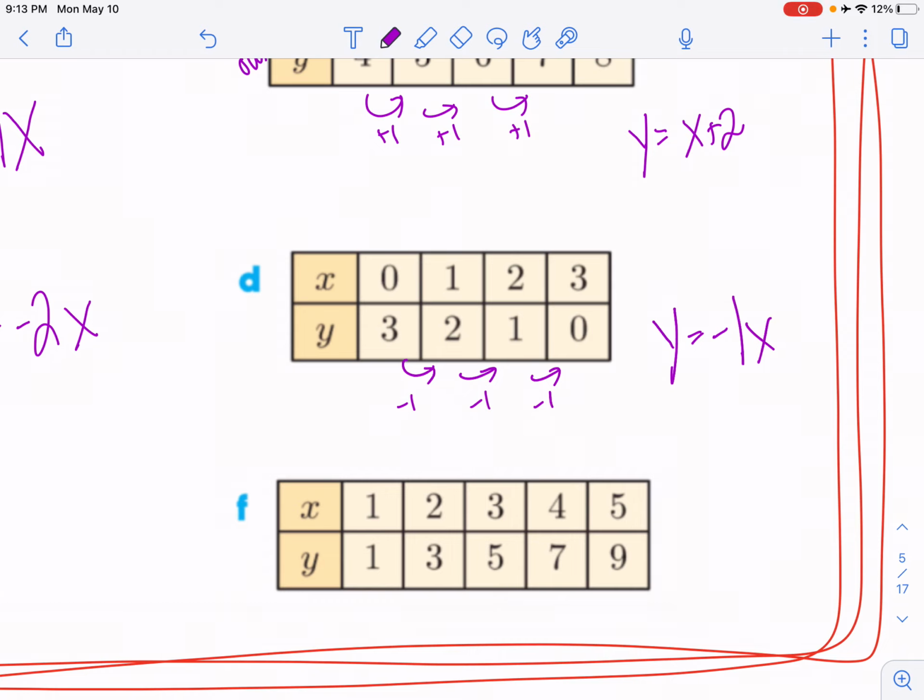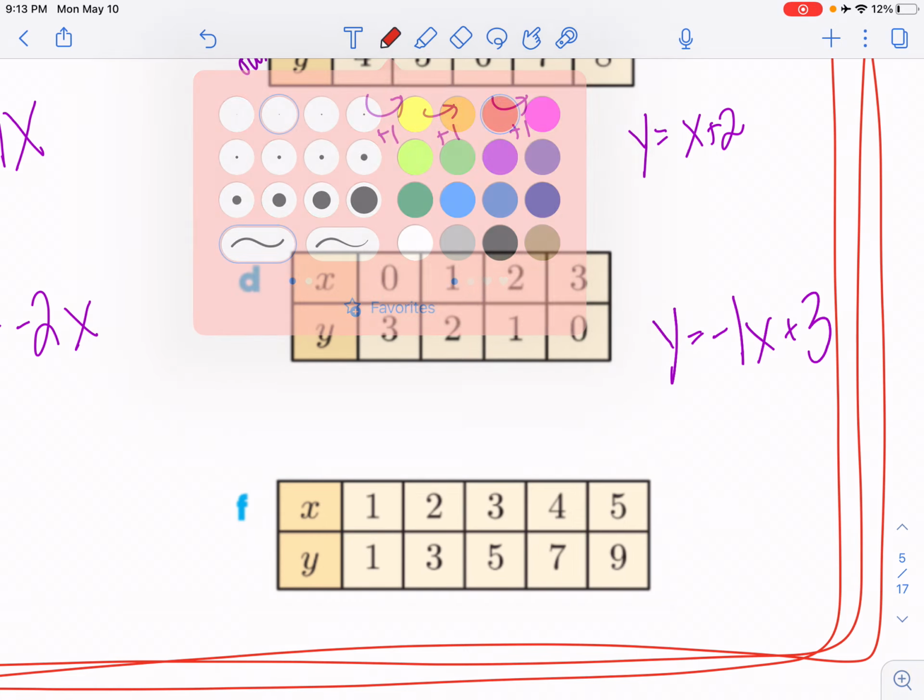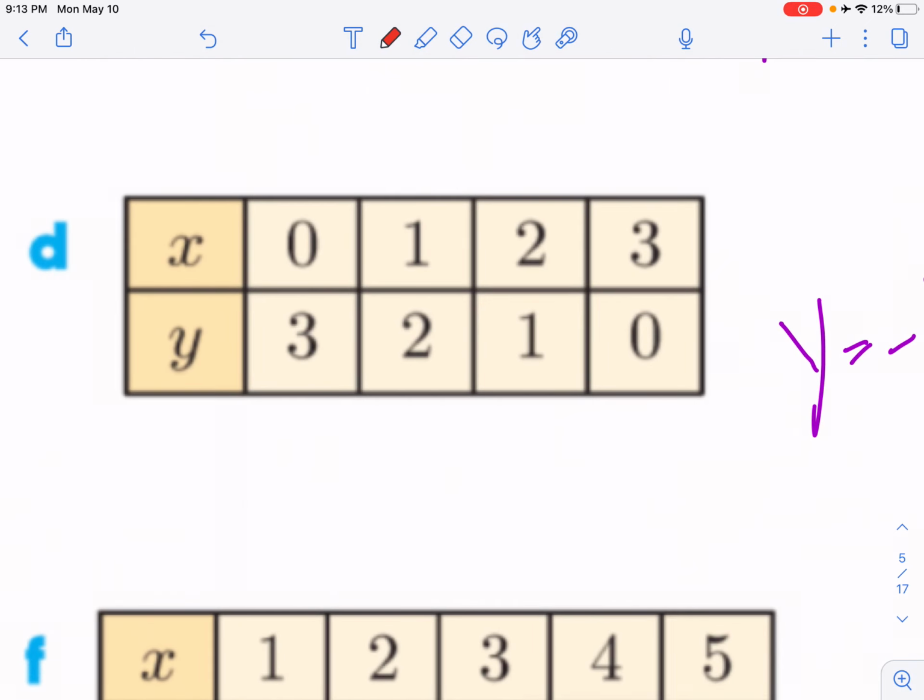But then what happens? I must be doing plus 3. Okay, that was a kind of tricky one. I had to think about that for a second. All right, what you might want to think about is if you were to just multiply all of these numbers by negative 1, I like to kind of sneak this up here. So 0 times negative 1 is 0. 1 times negative 1 is minus 1. 2 times negative 1 is minus 2. 3 times negative 1 is minus 3.